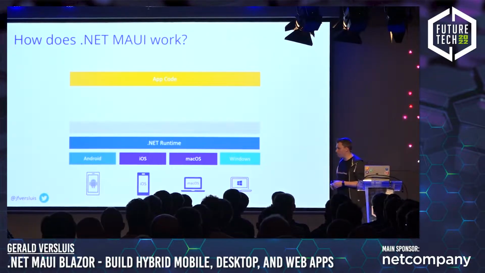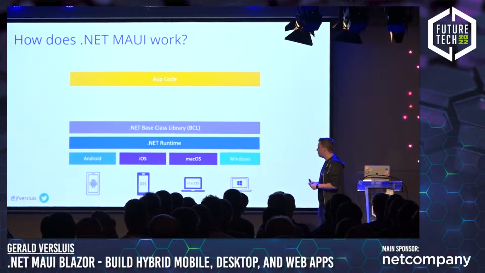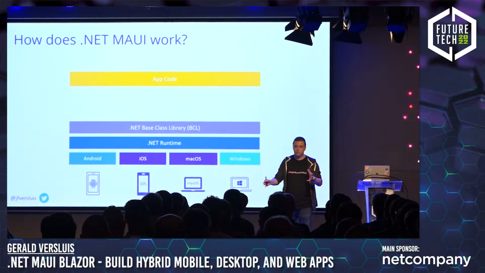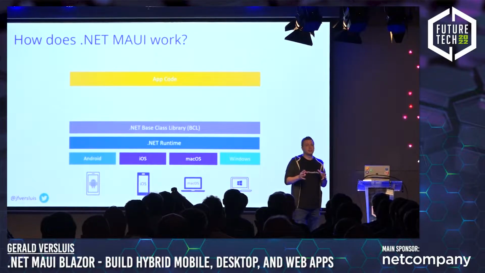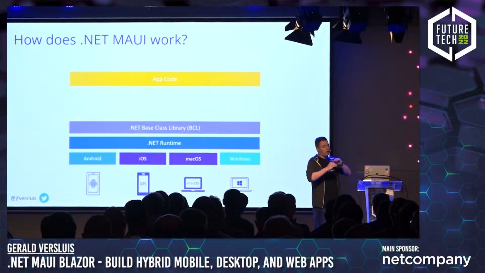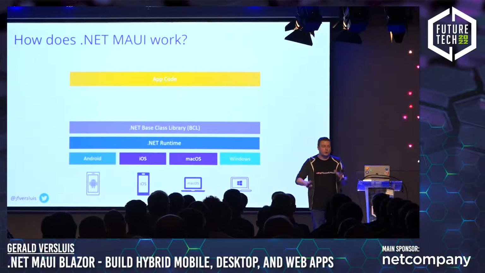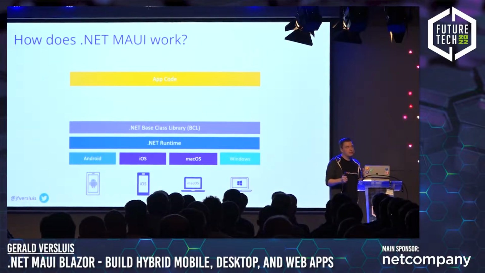So it doesn't really matter, because on top of that, we have the .NET Base Class Library, which is a thing that has existed since the beginning of the .NET framework as well. And since .NET 6, we've unified that. So if you're running on iOS, Android, Windows, doesn't really matter. You're going through that same BCL, and that figures out where it needs to run.